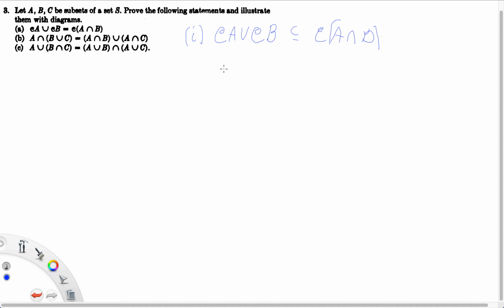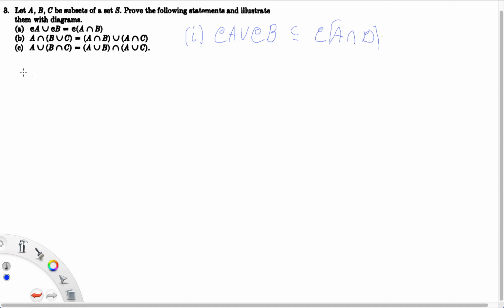Let's do this direction first, where we show that the complement of A union the complement of B is a subset of the complement of A intersect B. If we can show that any arbitrary x in the complement of A union the complement of B must also be in the complement of A intersect B, then we've shown that every such x, because our x was chosen arbitrarily, must be in the complement of A intersect B. So all x's that are in the complement of A union the complement of B must also be in the complement of A intersect B.